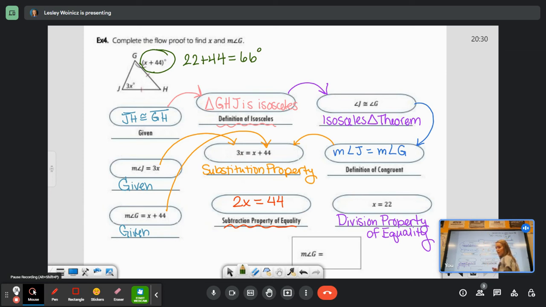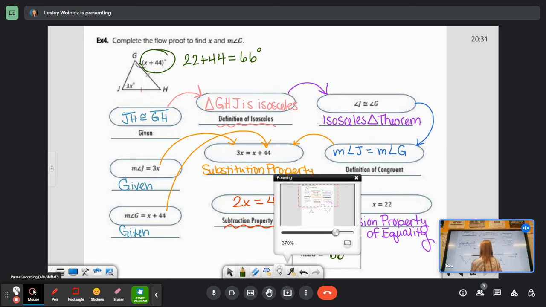So make sure you put your degrees, because we all know that if we forget the degrees when we need them, we're going to lose points. So if we're talking about angle measures, we need degrees, because we're not talking about radians. We don't even know what those are yet. 66 degrees. Ta-da! Cool. Almost done, guys.